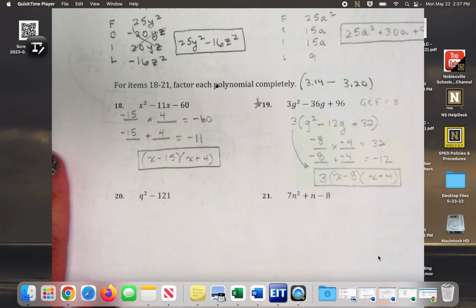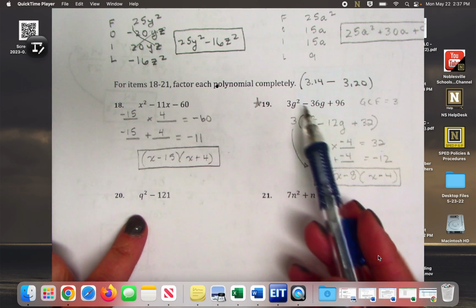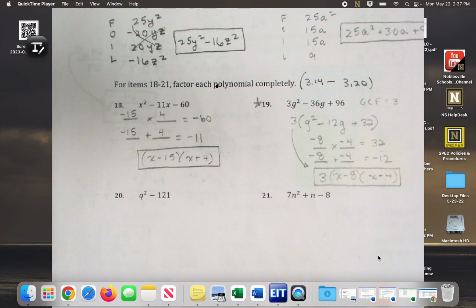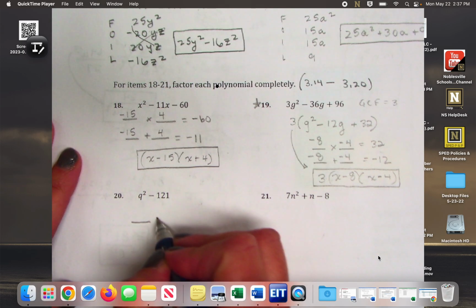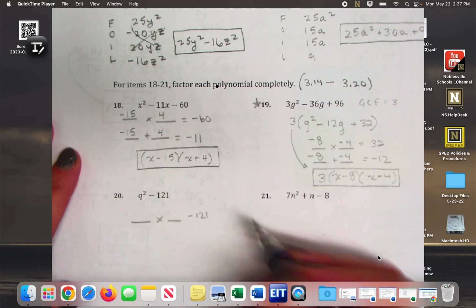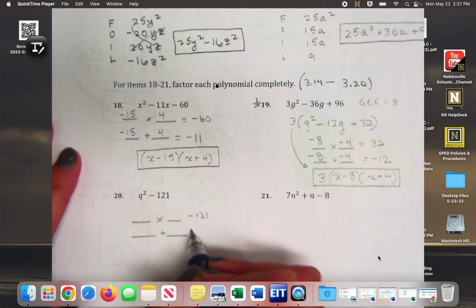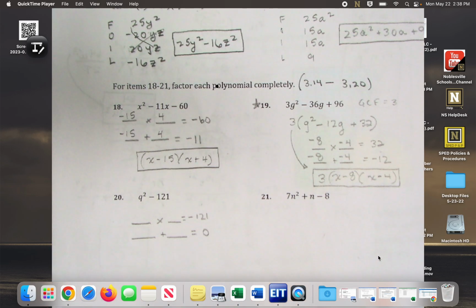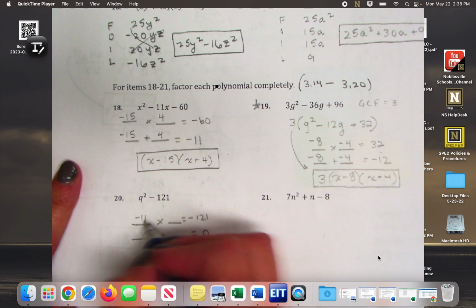Okay, number 20 is just like what we've been doing. We just don't have a middle value. We don't have a B value. So when we do our strategy, what times what equals negative 121, what plus what equals 0? Because we don't have a middle term, it would cancel out. So you should have negative 11 and 11.